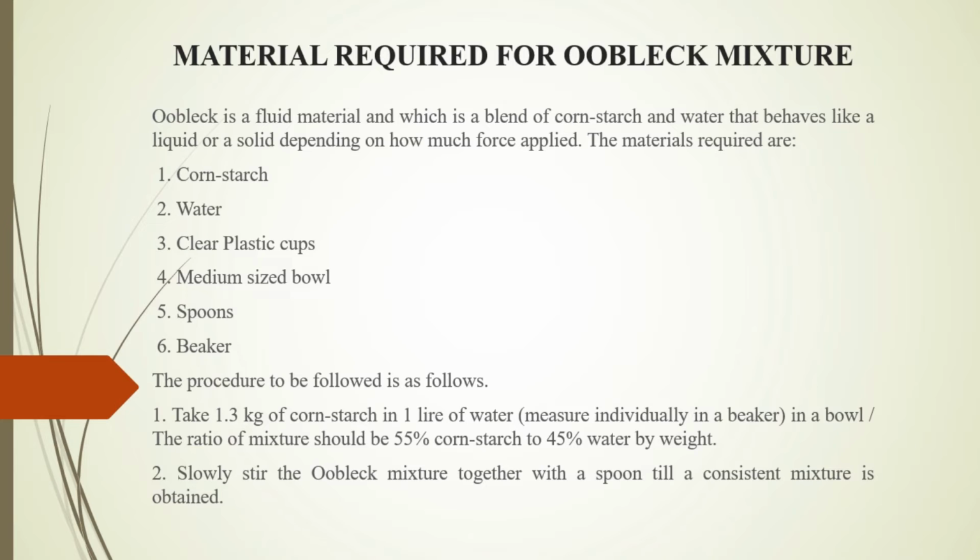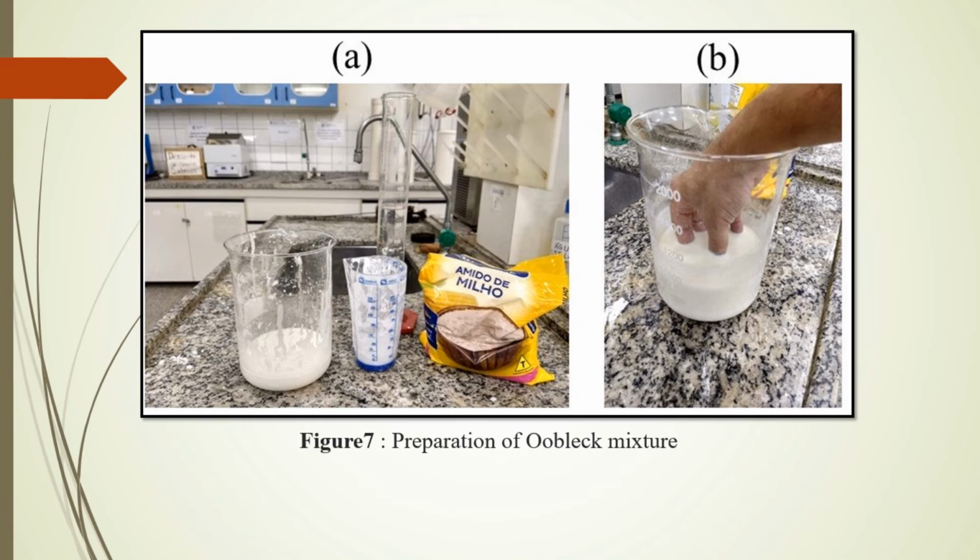With the help of a finger we can touch the oobleck mixture, and it behaves like a liquid. When we strike it with a human fist, it behaves like a solid, because the non-Newtonian fluid has both liquid and solid behavior. This is the preparation of the oobleck mixture for both solid and liquid behavior.